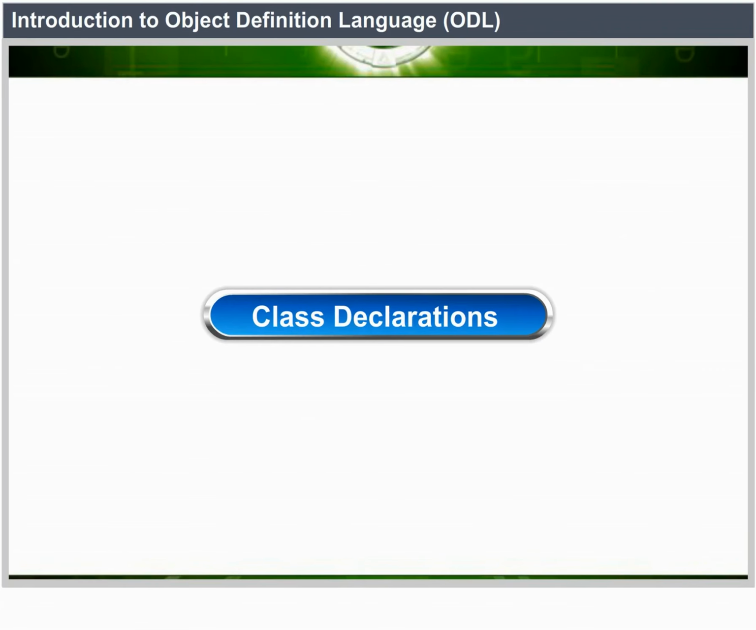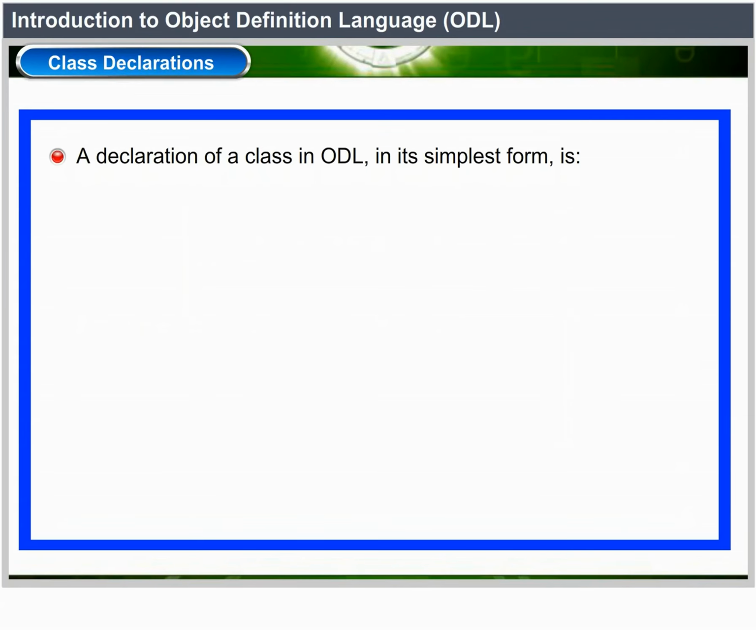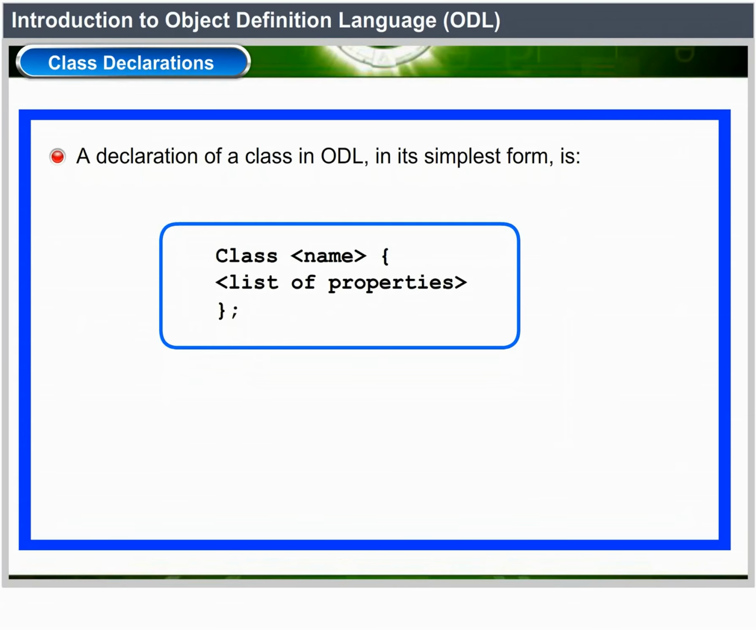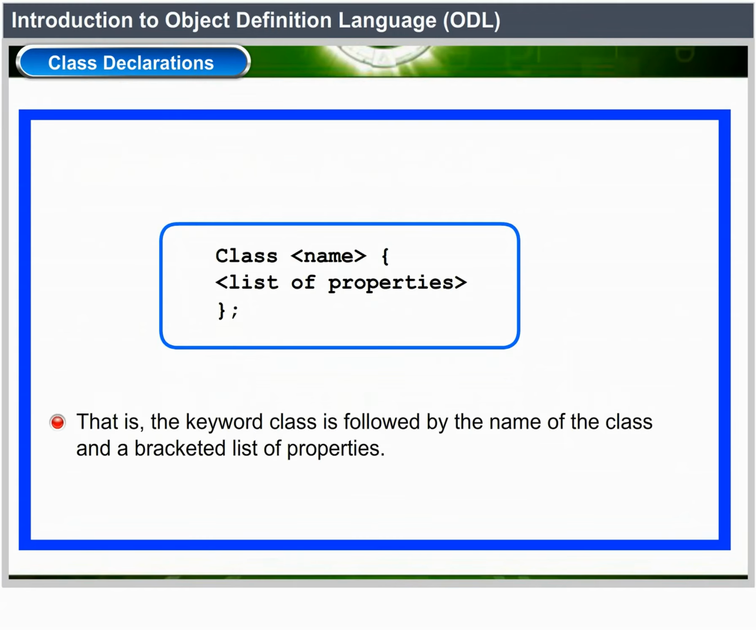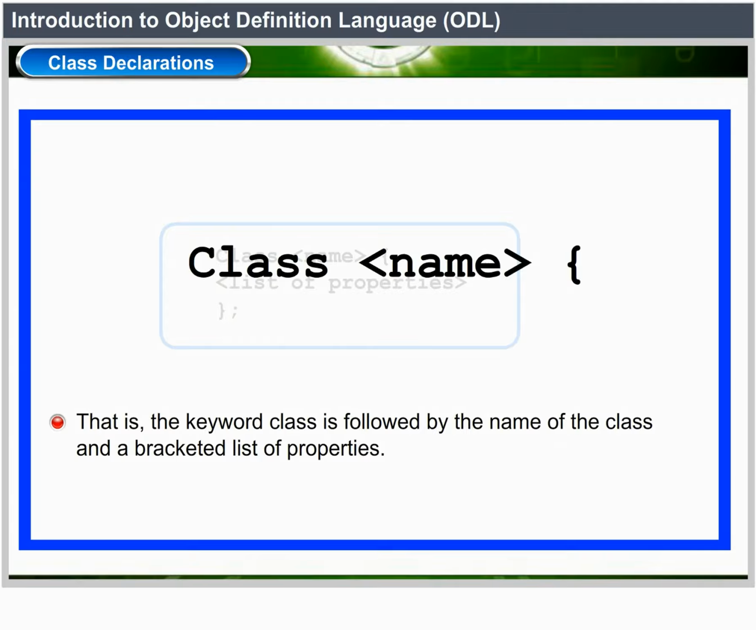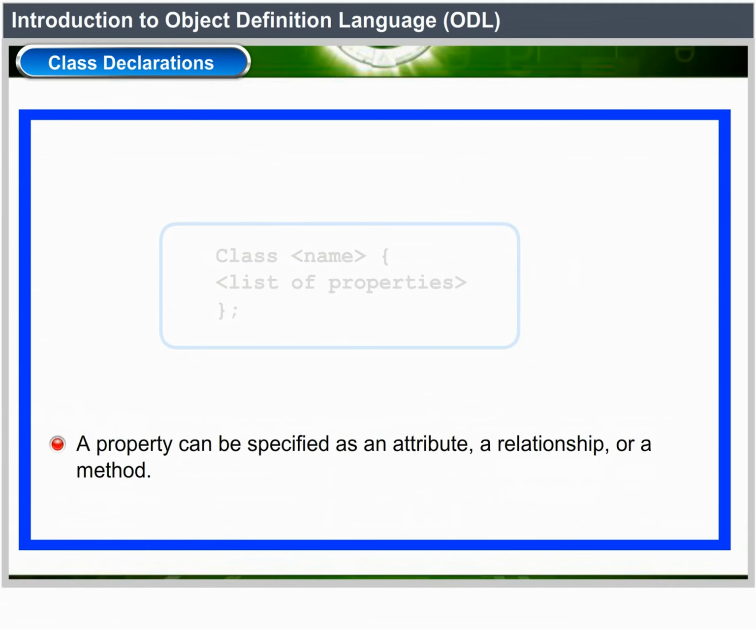Class declaration. A declaration of a class in ODL in its simplest form is, that is, the keyword class is followed by the name of the class and a bracketed list of properties. A property can be an attribute, a relationship, or a method.